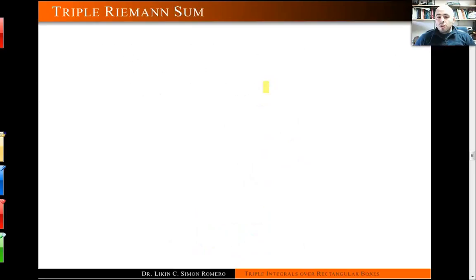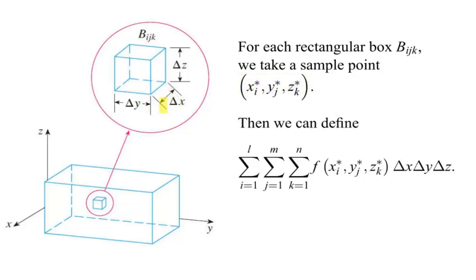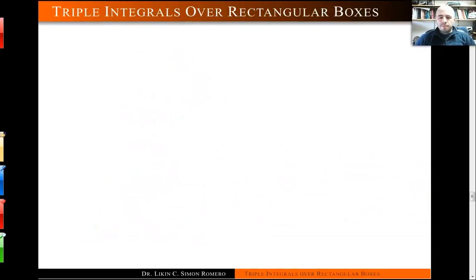Then we define what we call a triple Riemann sum. Remember, this is just an extension of a double Riemann sum. We take each one of these boxes and choose a sample point inside of it. We take the value of the function at the sample point times the volume of the rectangular box, and we add all those values together. That's what is called a triple Riemann sum.